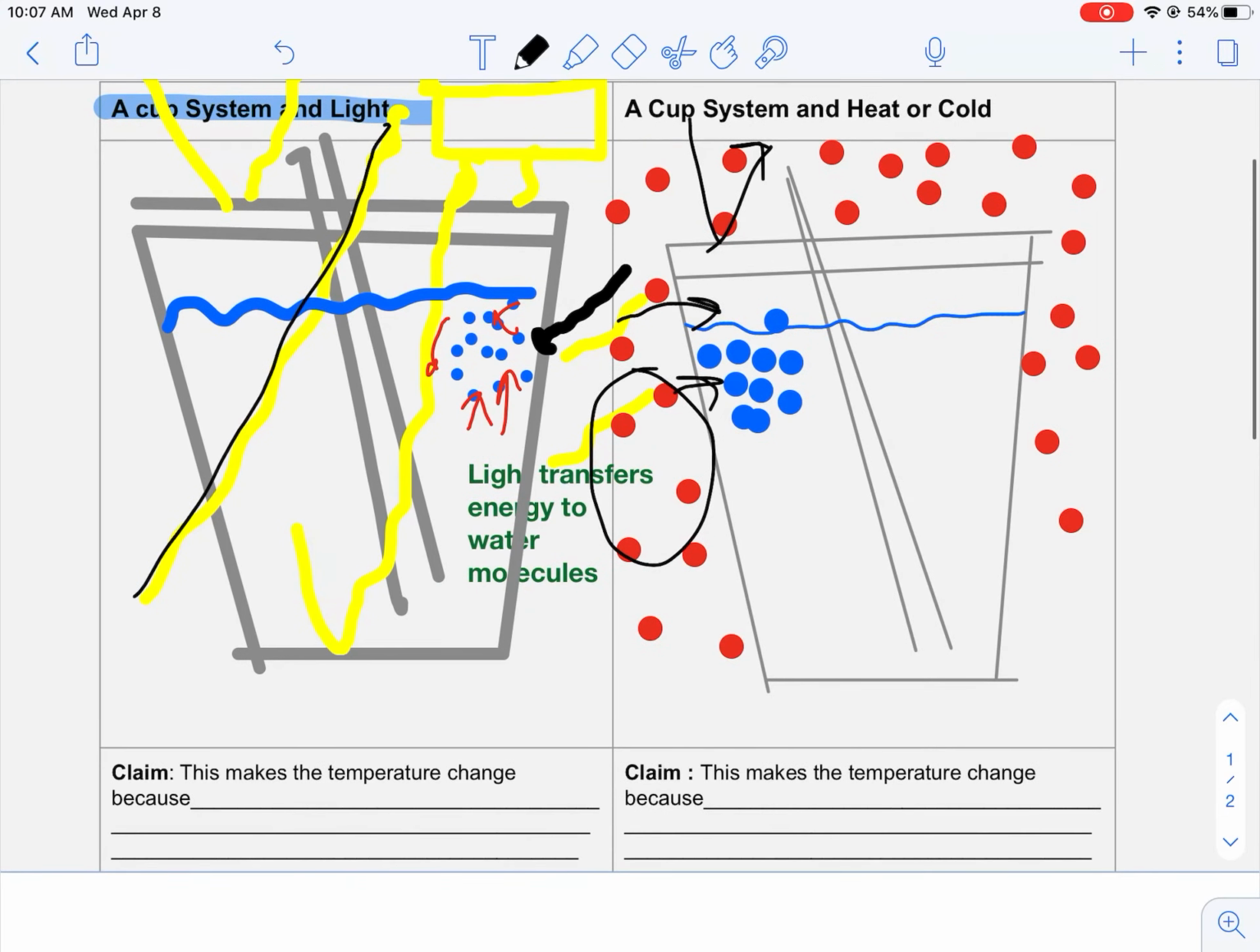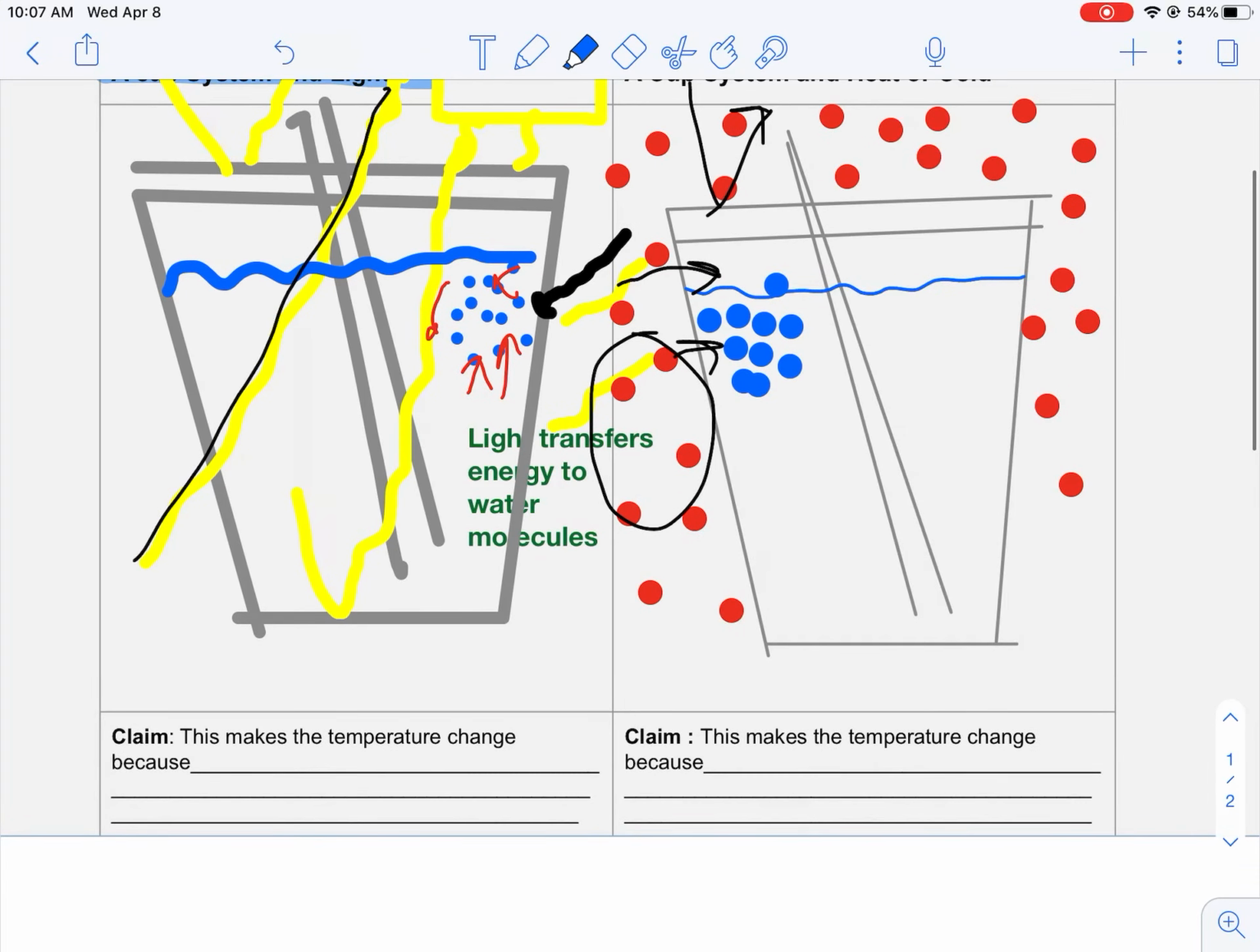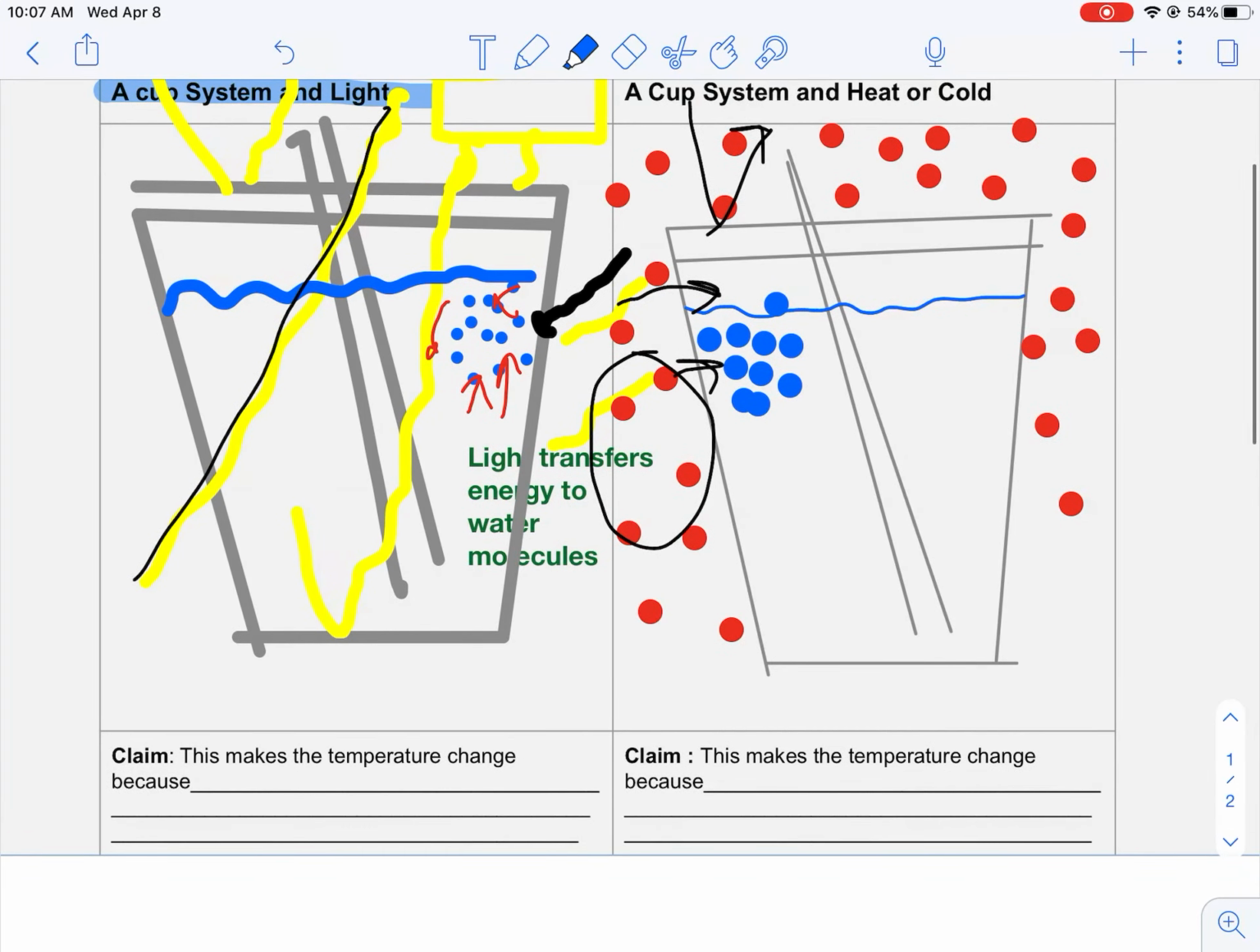So those are our two models. When you finish the two models, I want you to make a claim, and a claim is what we think based on the information. So we're going to make two claims. Our first claim is going to be about our model for how light interacts with the cup, and it says this makes the temperature change because.